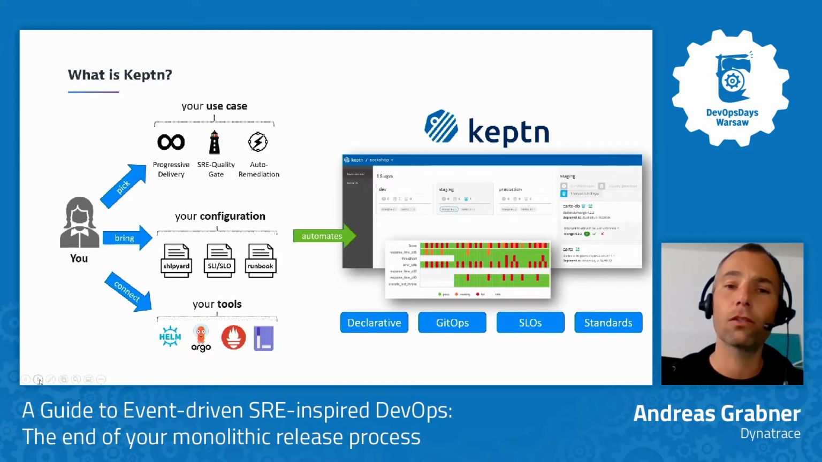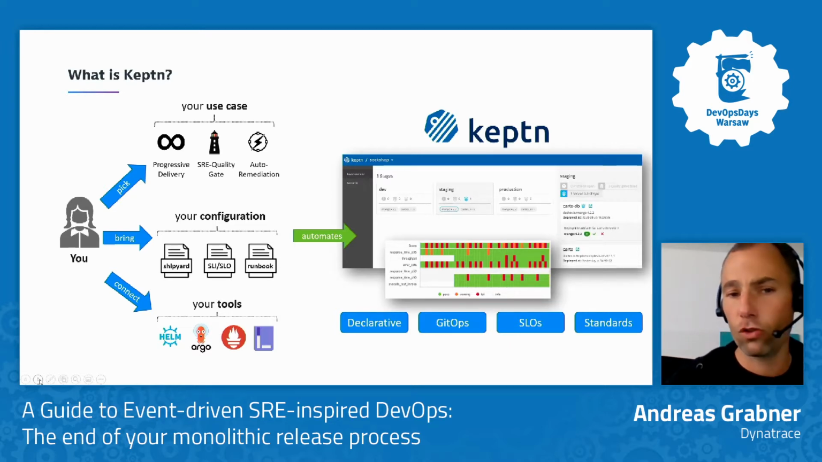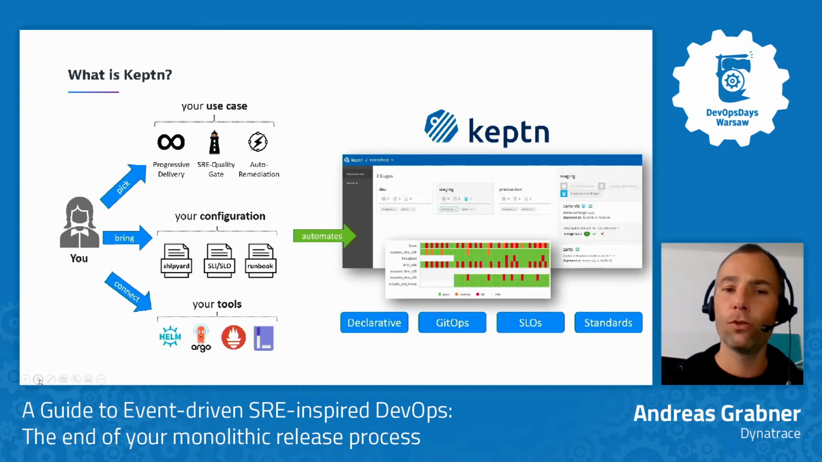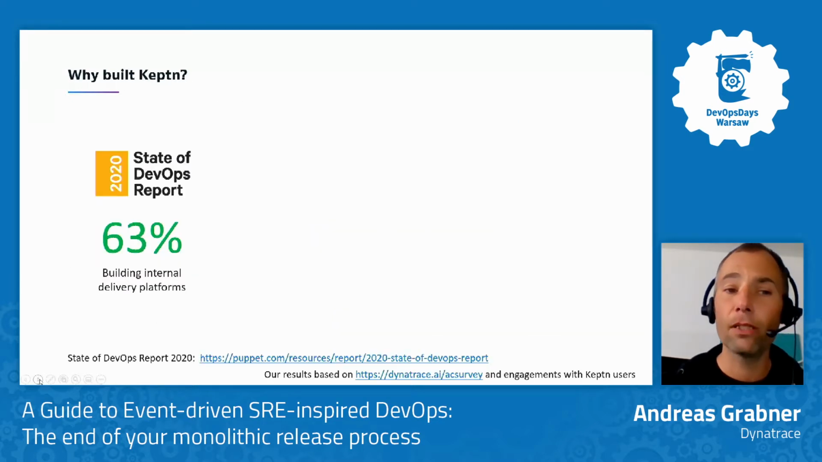We're using Git, where we store and version control all the assets. We're using SLOs, service level objectives, at the center. I will cover in a little bit more detail what this really means. And Captain is based on standards. That means all the tools we're integrating with, we're communicating with through a standard protocol, which means you can easily replace and bring in your own tools. Everything is standards-based, nothing is proprietary. So this is Captain.